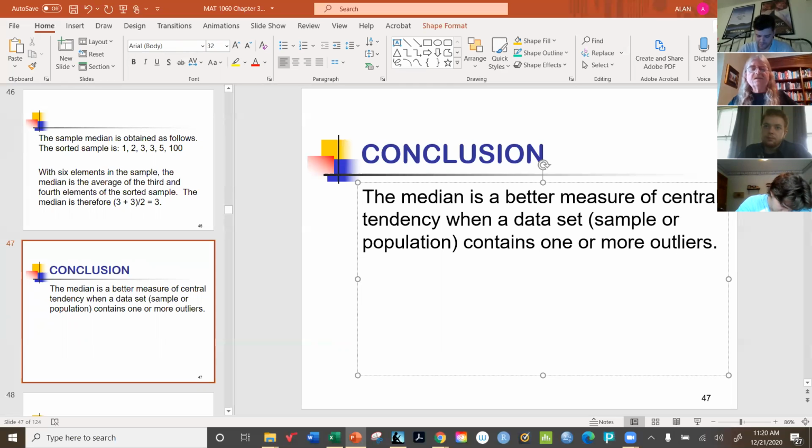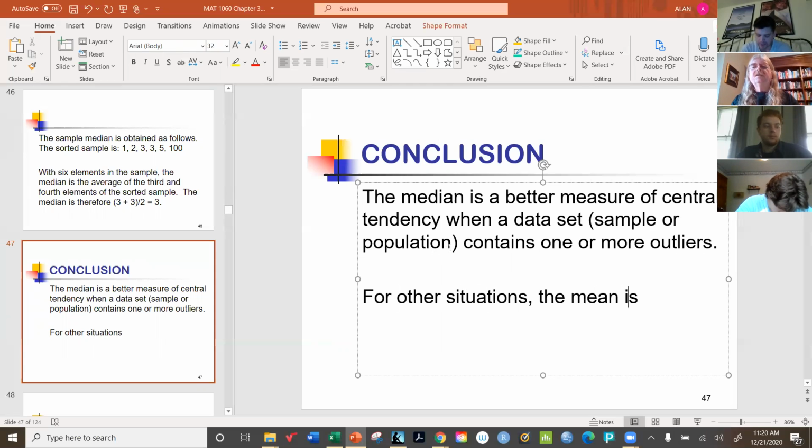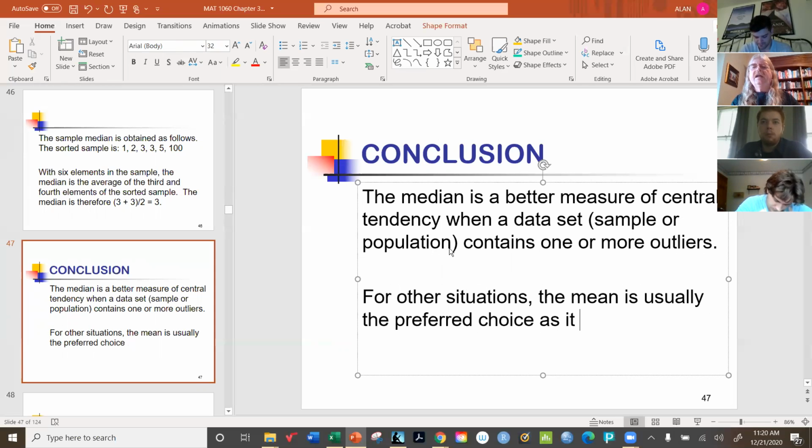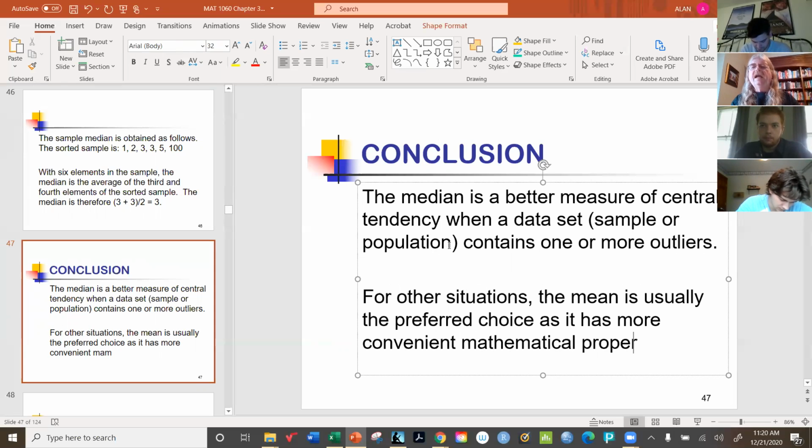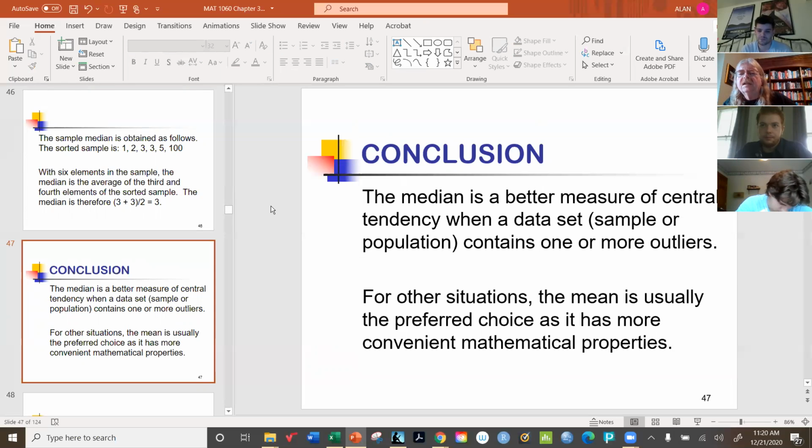Now, for the rest of the cases or other situations, the mean is usually the preferred choice, as it has more convenient mathematical properties. And of course, people understand it better. Most people intuitively are pretty clear on what a mean is. The median, not so much maybe.